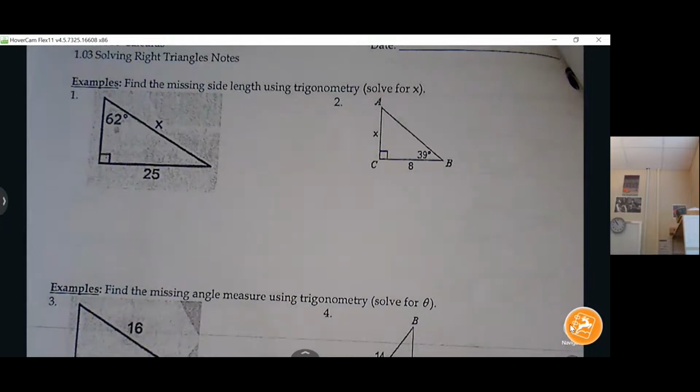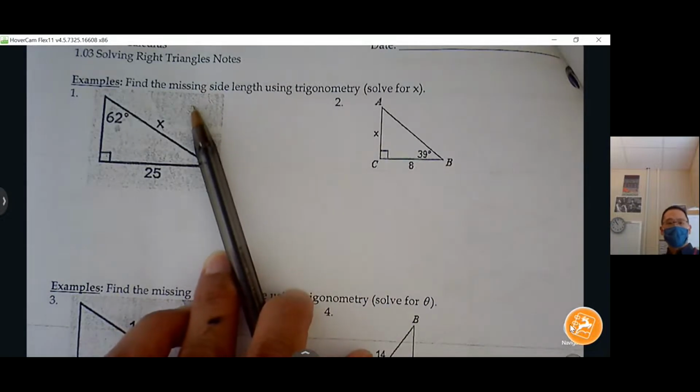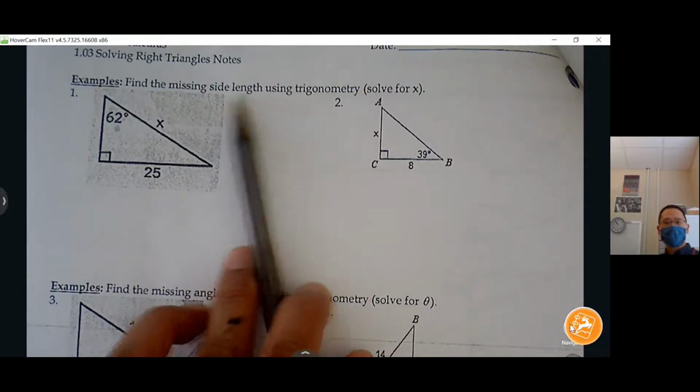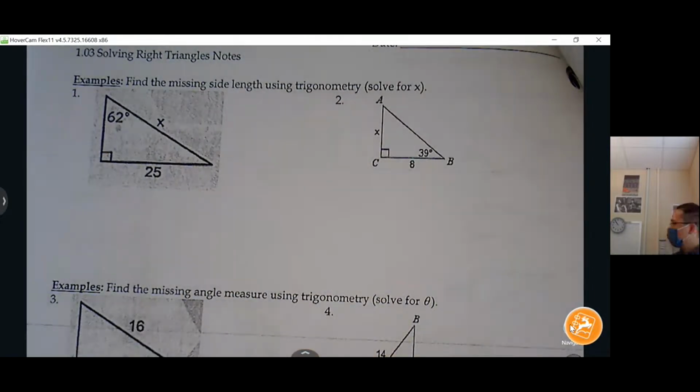So we're going to use trig to help us find missing sides, and also we'll use trig to find missing angles. So we'll start off with finding missing sides. Example 1 here: find the missing side length using trig, solve for x. So the first thing we want to do is identify the angle that we're starting from.